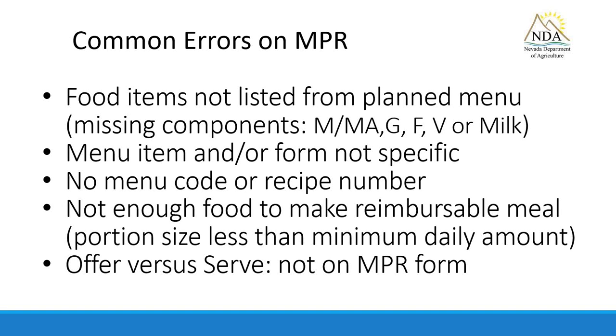No menu code or recipe number is listed, even though you may be using a standardized recipe. Perhaps you've not pulled enough food to make the reimbursable meal. The portion size is less than the minimum daily amount required for the meal. A lot of times offer versus serve is quite simply not on the menu production record form, so that would be something that you would want to take a look at on your form.